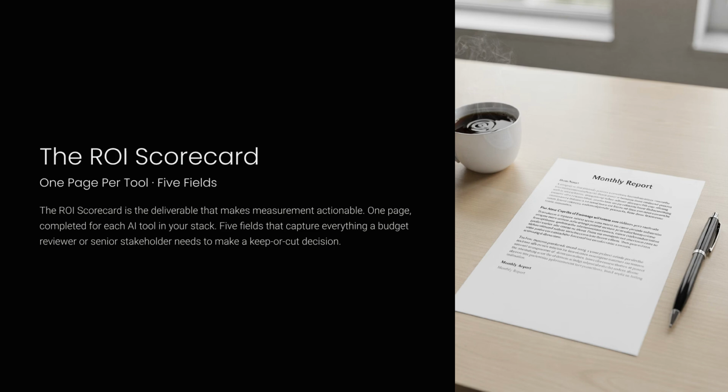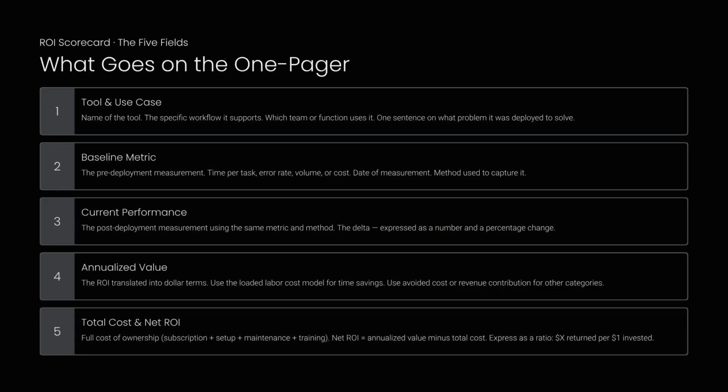To make this measurement actionable, we use the ROI Scorecard. This simple one-page template is completed for each AI tool in your stack. It captures the 5 critical fields a stakeholder needs to make a keep or cut decision. The 5 fields are tool and use case, baseline metric, current performance, annualized value, and total cost versus net ROI. Filling this out ensures you have a consistent, professional answer ready for every budget review.